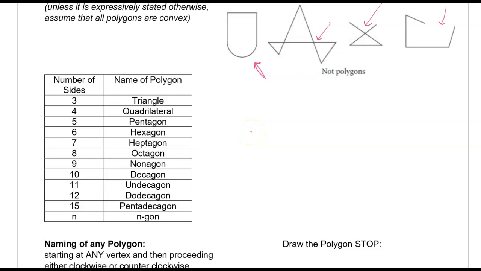Here are the names of several polygons. You already know some of them, but there are a few in here that we're asking you to remember. Like a 10-sided polygon is a decagon, and then if you know that a pentagon has 5 sides, then a 15-sided polygon is a pentadecagon.